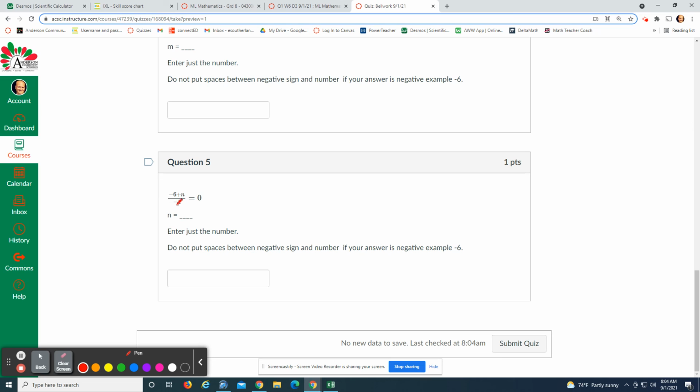Am I trying to get rid of the negative 1 or the 6 first? Times the negative 1 on both sides. I'm going to get negative 6 plus n is equal to 0. How do I get rid of the negative 6? Add 6. The 6's cancel. 0 plus 6 is 6. This should be 6 here.